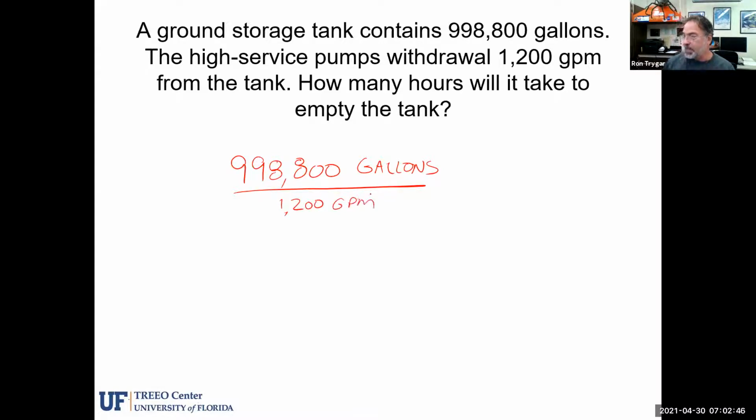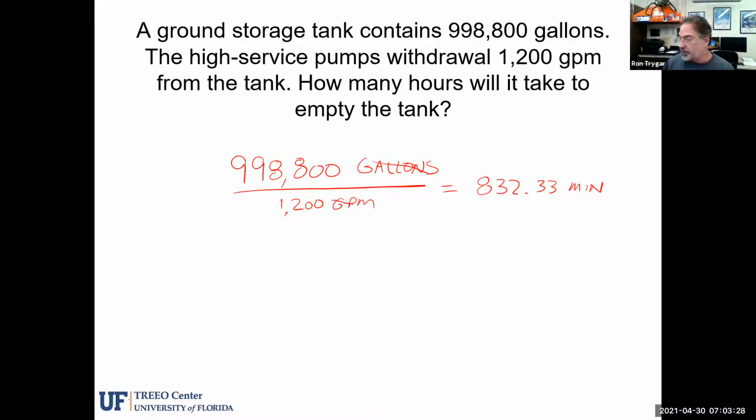Now, some people would say, if you want this to be in hours, you could convert the 1,200 gallons per minute to gallons per hour and then come up with a direct answer. Either way, you'd still have to do some extra math to get it into hour units. So I'm just going to go with the 1,200 GPM, and let's first figure out how many minutes it will take. We've got 998,800 gallons, divided by 1,200 gallons per minute. I'm coming up with 832.33 minutes, because gallons cancel each other out and we're left with minute units.